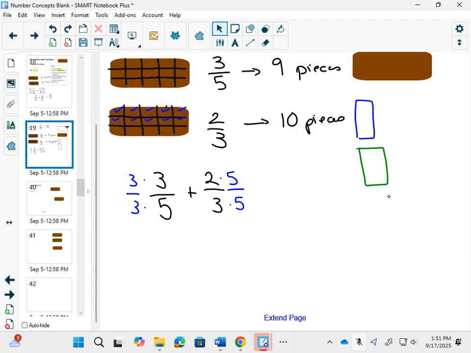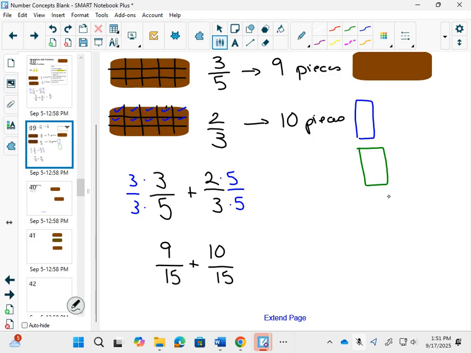So, 3 times 3. There's our times table. Comes up again. 3 times 5, 15. Plus 2 times 5, 10. 3 times 5, 15.